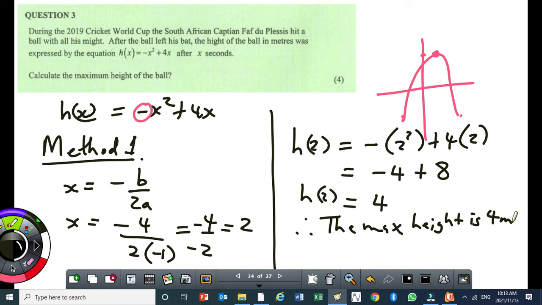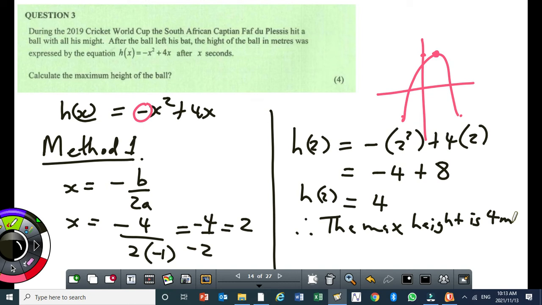Okay? So this is one method. Next year you are going to learn a third method using calculus. Okay, there's a third method of doing this. But that's okay, so next year you learn a third method to do the question.